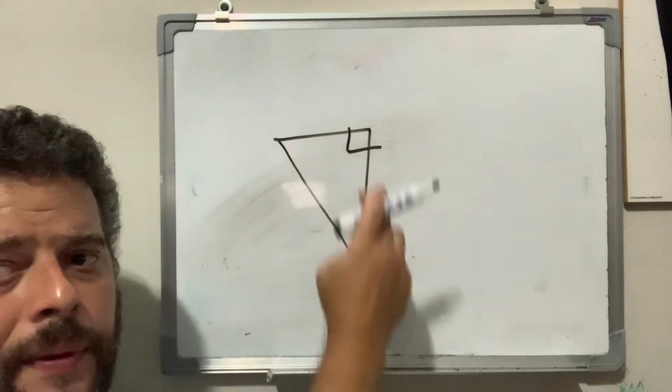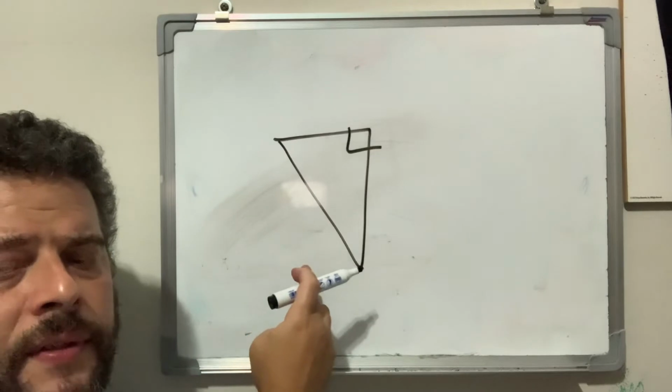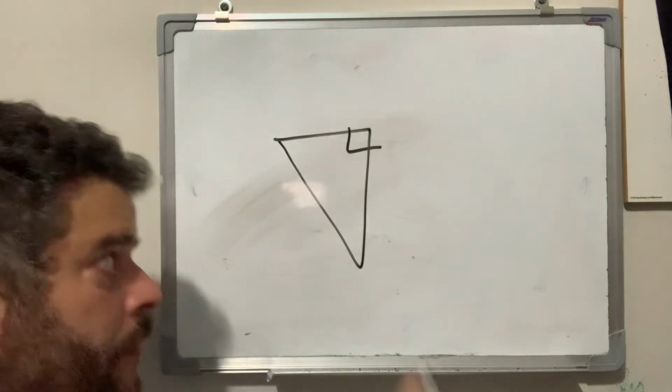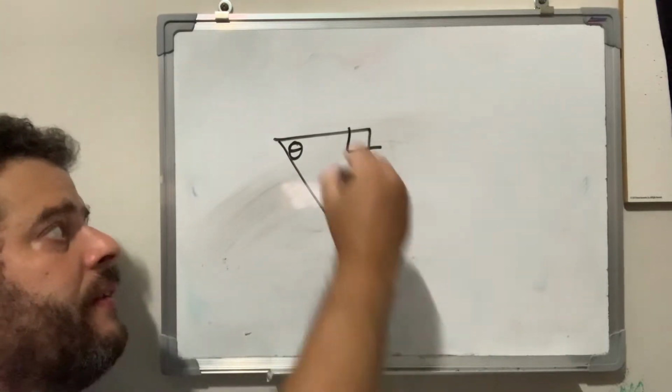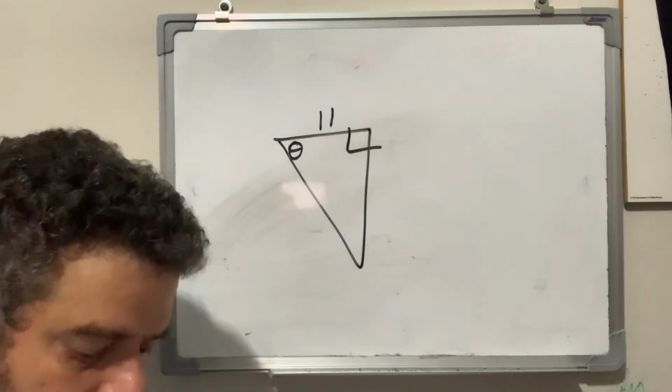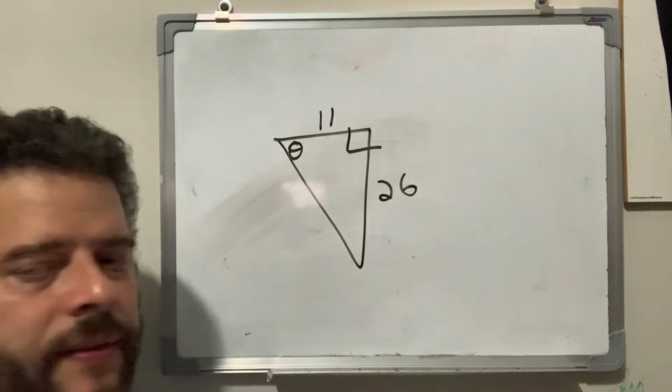When it's not obvious, look at the right angle. Opposite to that is the hypotenuse. They're giving us this reference angle we have to find. This is an 11 and this is a 26.